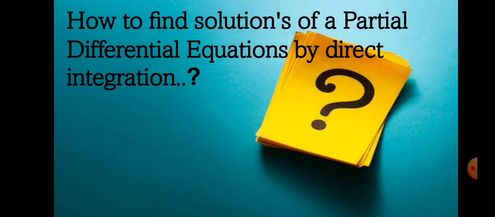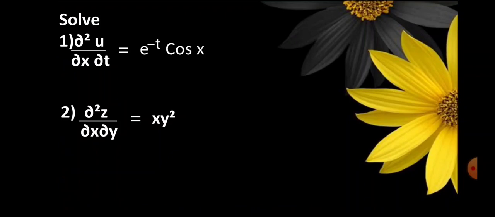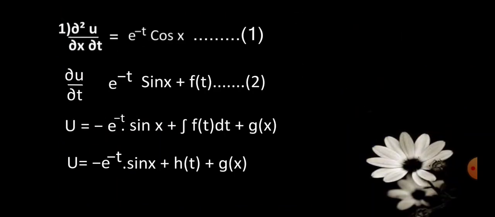Today we will discuss how to find the solution of a partial differential equation by direct integration. These are the two problems we will discuss. Consider the first problem. We have to solve ∂²u/∂x∂t = e^(-t) cos x. In this case u is the dependent variable, and x and t are the independent variables. So we can integrate this equation directly with respect to x and t.